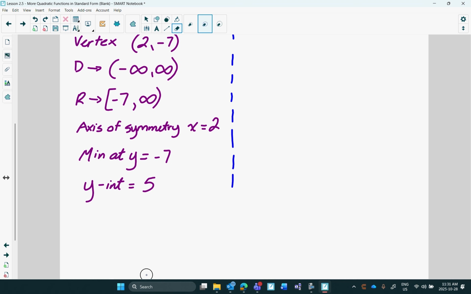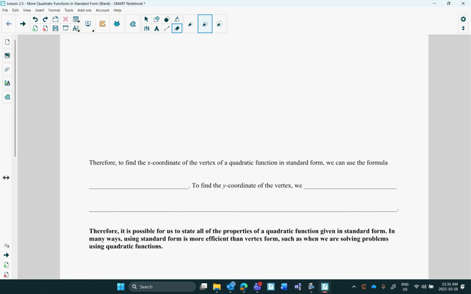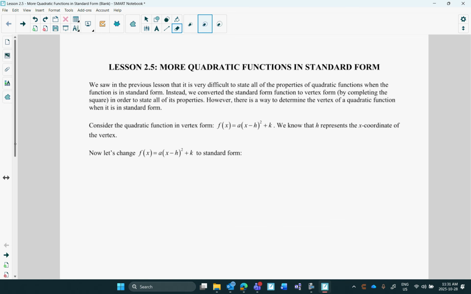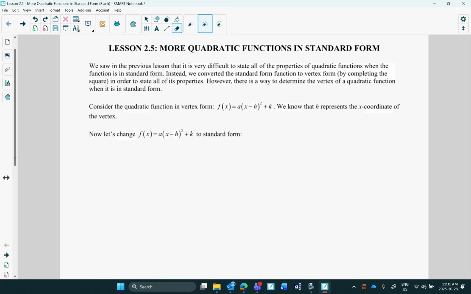So it takes us a few steps to complete the square, to put it in vertex form so we can find all of these properties. There is another way we can do it. Okay. That's actually much quicker. You don't have to put it in vertex form. You can use a formula and then some math.